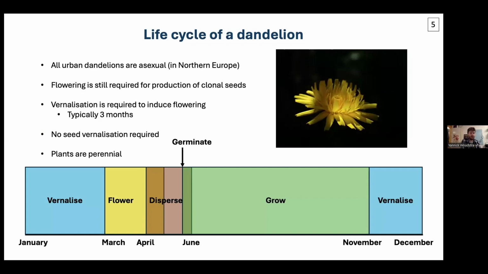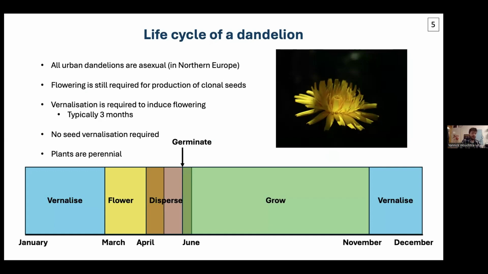And to flower, the dandelions usually require a very long winter. So typically they need around 3 consecutive months where the temperature drops below 4 degrees Celsius. Seeds develop within 2 to 4 weeks, and then they disperse the seeds by wind. So you might say that humans, and especially kids, do quite a good job at dispersing dandelion seeds, of course, even without the wind. But anyway, when a seed lands somewhere, it can germinate immediately.